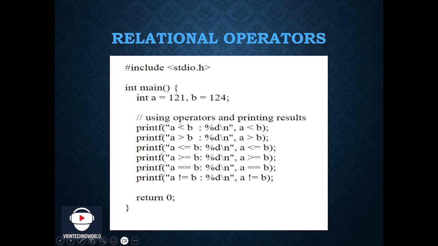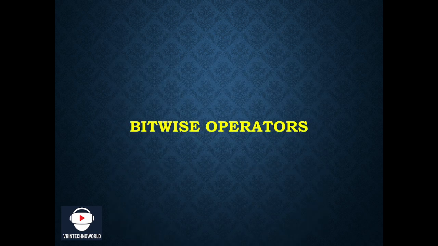Now, an example based on relational operators. These are the basic operators used as relational operators. Suppose you have the values a equals 121 and b equals 124. Then check how these relational operators work and what values they return. Check it in your code block window, and after that you will get to know that the arithmetic operators were different, and relational operators are used for comparison only. So just try to use it.